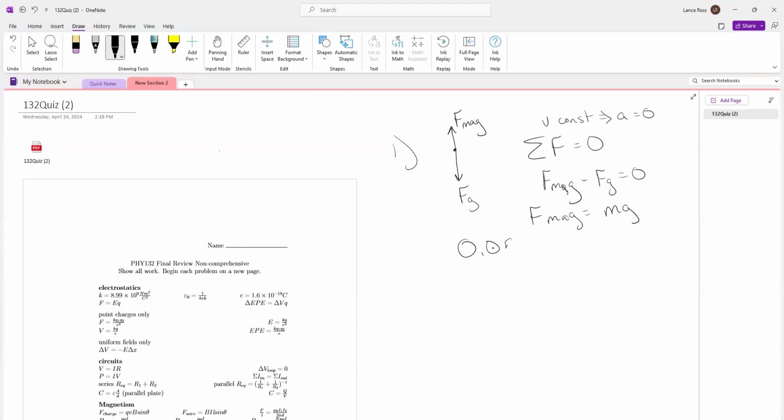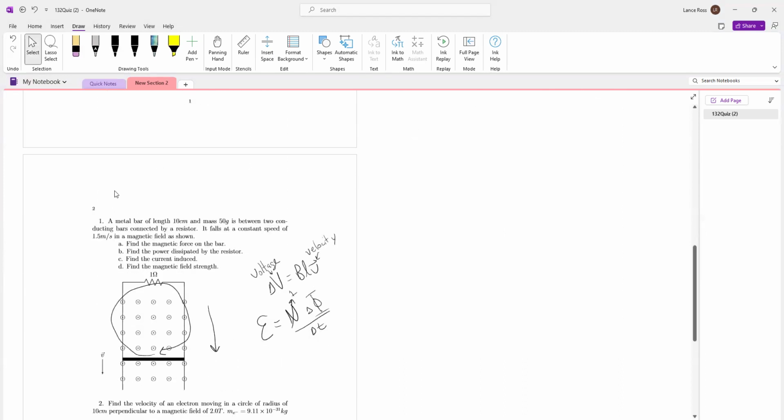All right. Unit conversion, 50 grams is 0.05 kilograms. Multiply that out. 0.4905 newtons. All right, there's our magnetic force. That was part A. Part B says, find the power dissipated by the resistor.